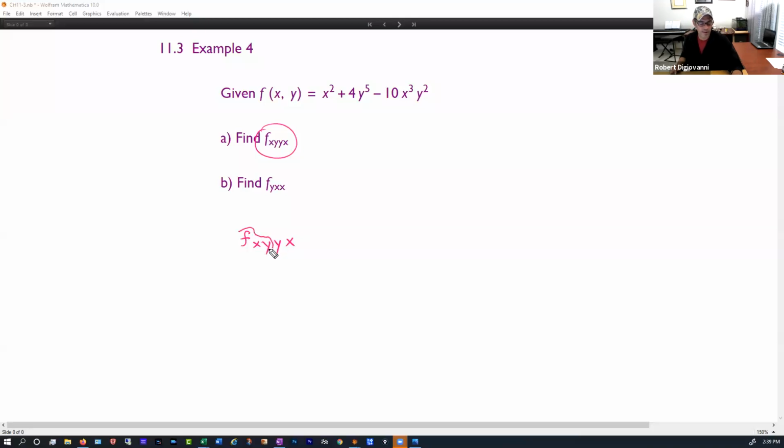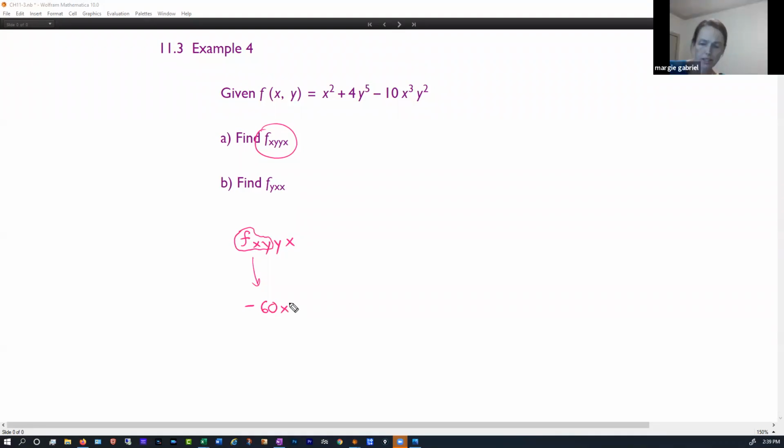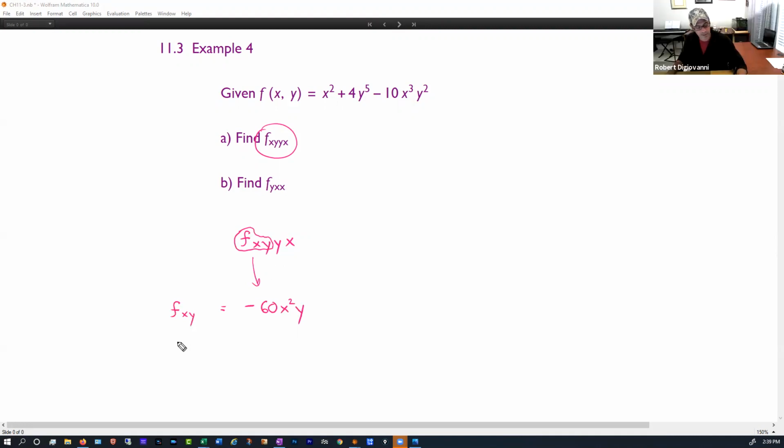Didn't we already do that? Okay, and what was that? I forgot. That was what, negative 60x? Negative x squared y. x squared y, right? And now that is fxy. And now we would want to do it with respect to y again. So fxyy. What would that be?